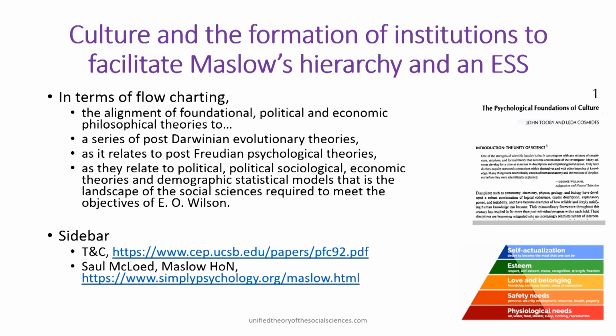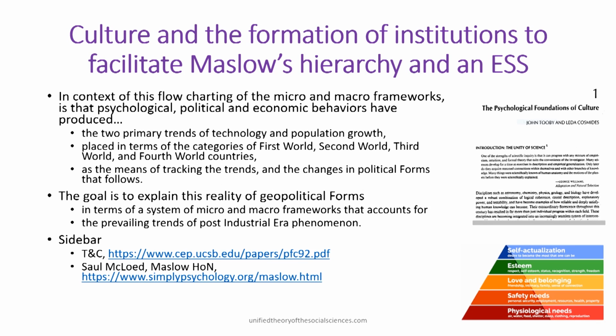In terms of flowcharting, the alignment of foundational political and economic philosophical theories to a series of Darwinian evolutionary theories as it relates to post-Freudian psychological theories as they relate to political, sociological, economic theories and demographic statistical models, that is the landscape of the sciences required to meet the objectives of E.O. Wilson and consilience.